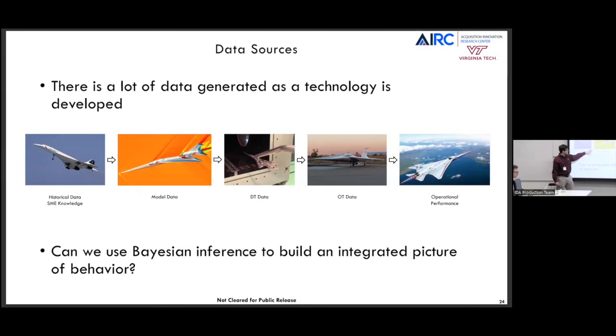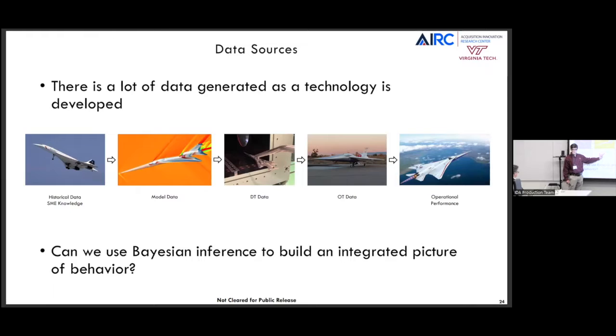So they have nice pictures of simulations and tests and things like that, so I use that. There are a lot of different data sources, right? We have maybe historical systems. I don't know that the Concorde is a great proxy for NASA's quiet supersonics, but there are in principle things we know before we start testing the system, right?